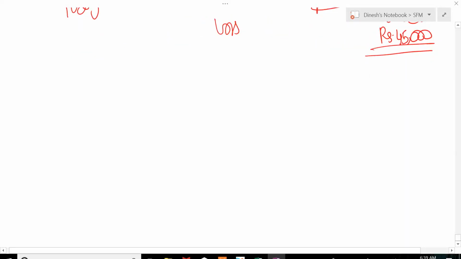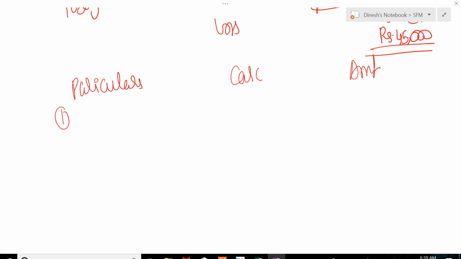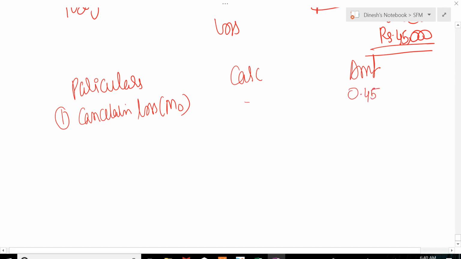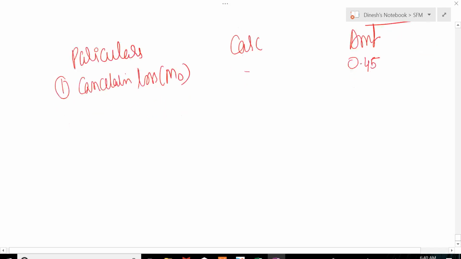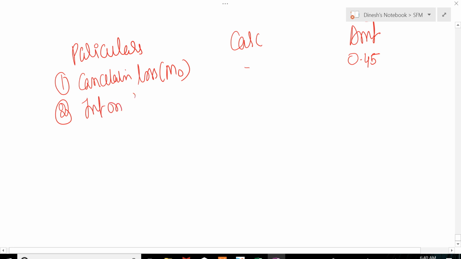Calculation of total outflow. Particulars, calculation, amount. Point number 1, cancellation loss. It will be good if you write the time period in brackets so that you understand some things can't be added. Cancellation loss happens in M0, 0.45. M0 means today. My loss is going to be calculated today. Any doubts on this? Point number 2, interest on cancellation.